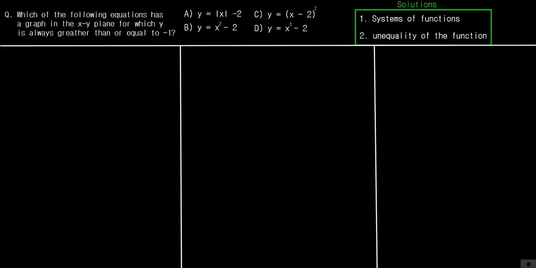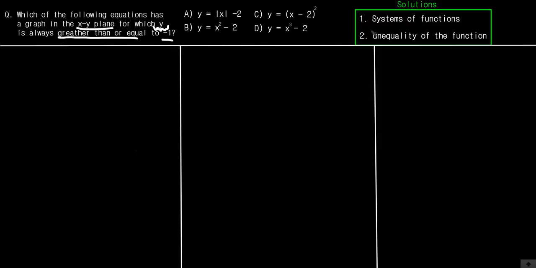So in this video, I want to talk about one example of an SAT math problem. The question is, which of the following equations has a graph in the xy plane for which y is always greater than or equal to -1? There are some choices for our answer right over here, and let's think about our solutions before we solve the question.